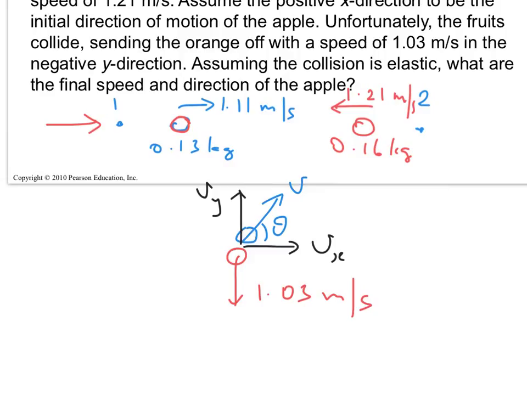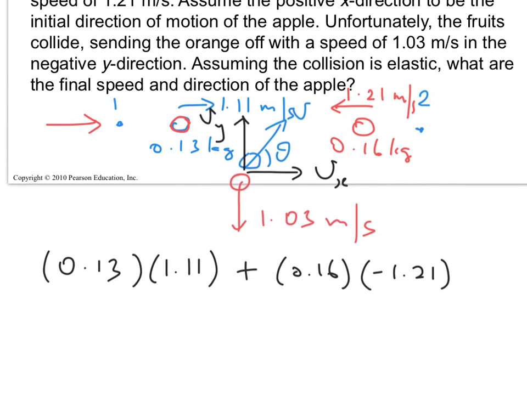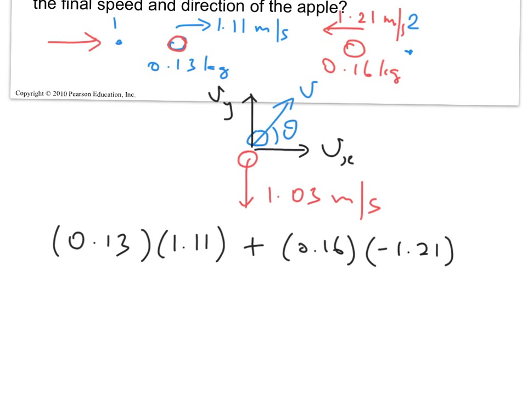So if you look, initially the apple is moving to the right. So conservation of the x component of linear momentum would be the x component of the apple, mass times velocity, plus the x component of the orange, which would be mass times velocity. Now, the orange is moving in the negative direction, so you have to put minus 1.21. Okay? This must be equal to the x component of momentum after the collision. What is the x component of momentum of the orange after the collision? Now, this is after the collision. This is the orange. What is its x component?